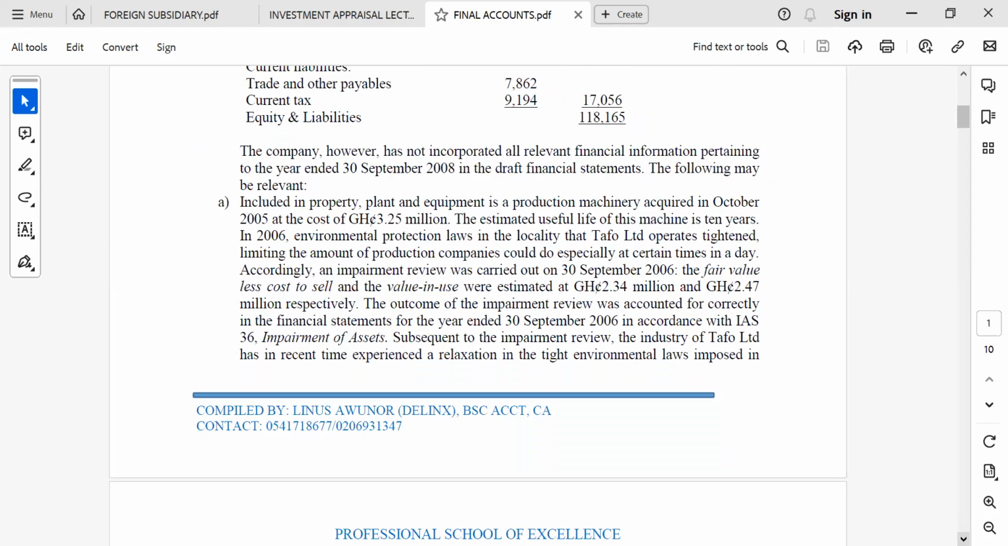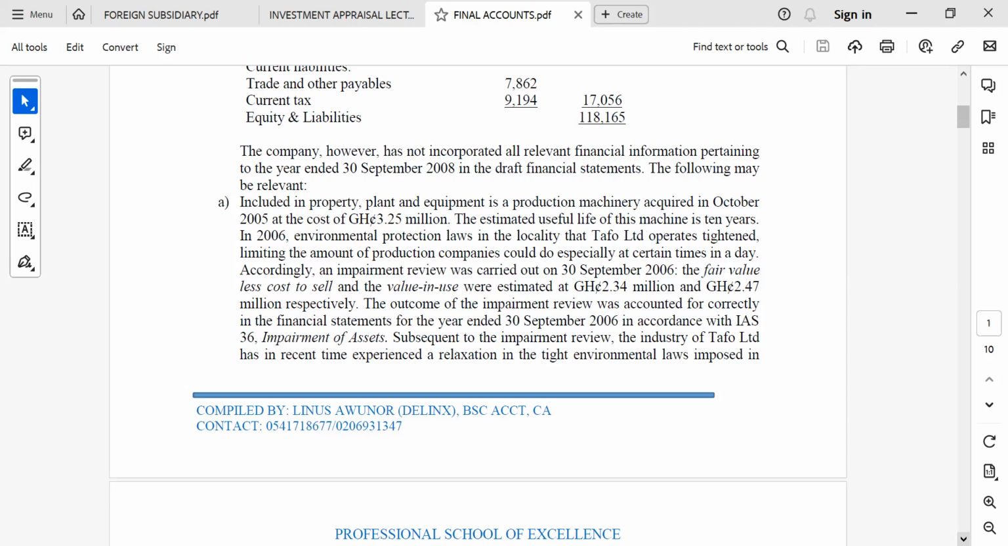A. Included in property, plant, and equipment is a production machinery acquired in October 2005 at the cost of 3.25 million. The estimated useful life of the machine is 10 years. In 2016. So should I read all the... Yes, please. The footnote is very important.